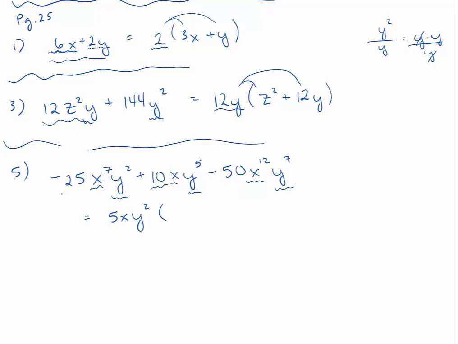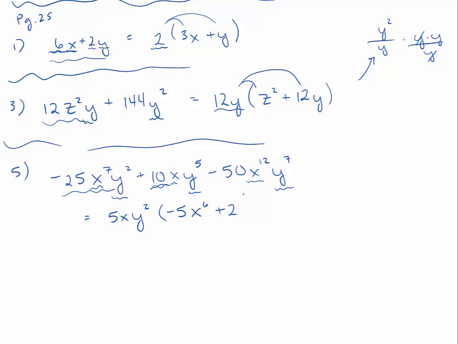And so I'm going to take this first term, and I divide it by 5xy squared. And again, if you think about it number by number, letter by letter, it's a little bit easier. So -25 divided by 5 is -5. X to the 7th divided by x is x to the 6th. Again, you can do what we did up here and kind of cancel the exponents out. Y squared divided by y squared is simply 1, so I'm not going to put the 1. Plus, and I'm going to put a plus because I have a positive 10 here, and I'm dividing by a positive 5, so that's just a 2.